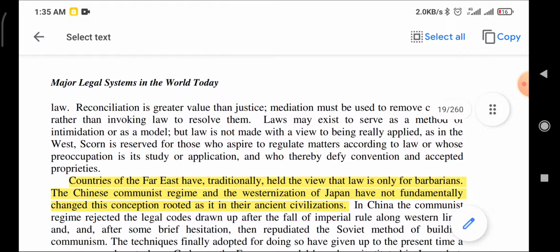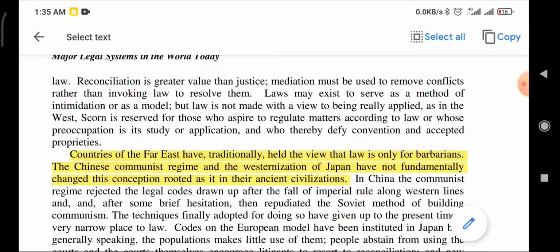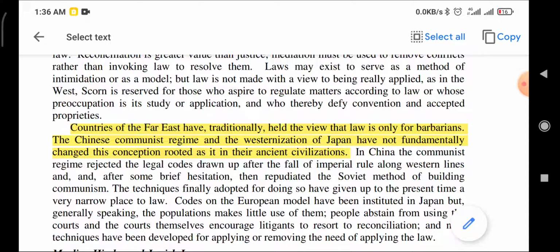Countries of the Far East have traditionally held the view that law is only for the barbarians. The Chinese communist regime and the westernization of Japan have not fundamentally changed this conception, rooted as it is in their ancient civilizations. In China, the communist regime rejected the legal codes drawn up after the fall of imperial rule along Western lines, and after some brief hesitation, then repudiated the Soviet method of building communism. The techniques finally adopted for doing so have given up to the present time a very narrow place to law.